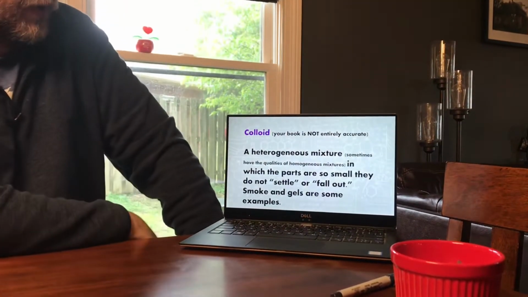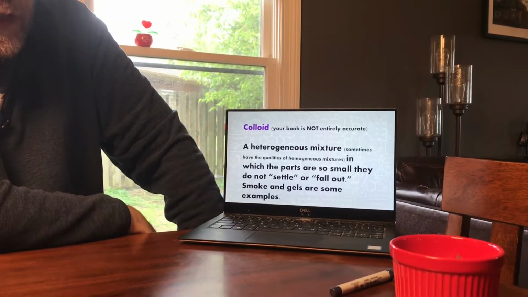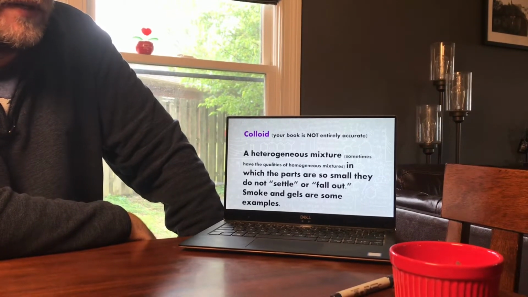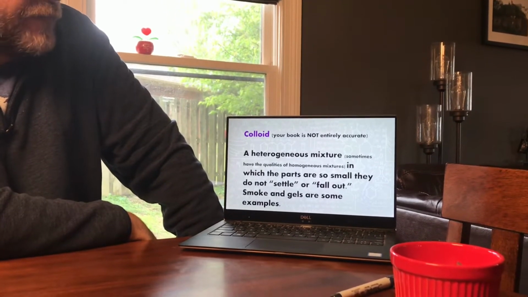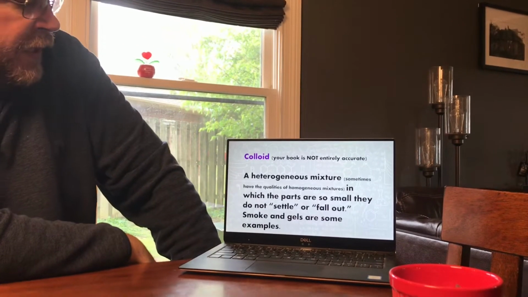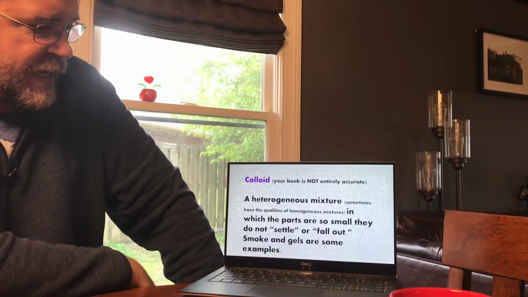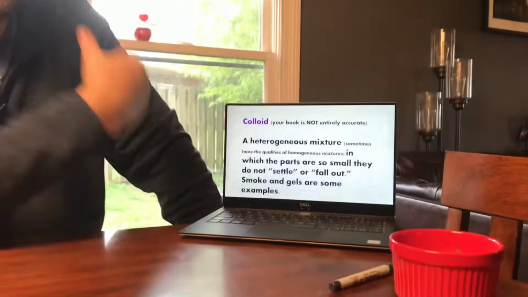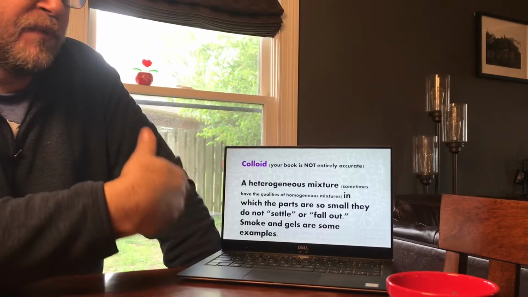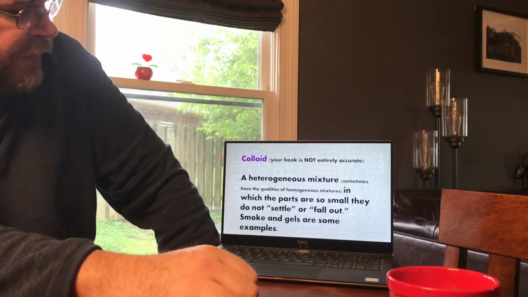And here's a colloid. Now, your book is not entirely accurate about this. This is one of those things that I was telling you earlier that scientists are still kind of in disagreement about. Most of them say it's a heterogeneous mixture, so we'll kind of go with that. But sometimes some scientists think that it is a homogeneous mixture. All right, this is the difficult one. If there was going to be one in here that you would have a little bit of problems with, this would probably be the one.